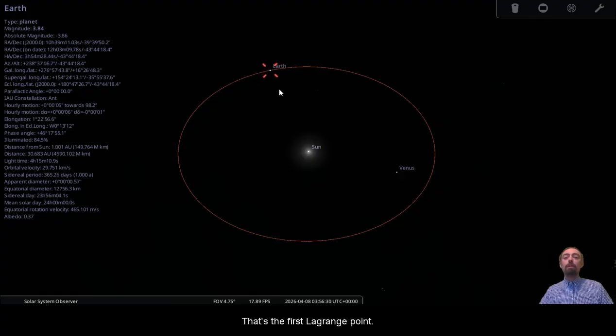Any object that is just inside the Earth's orbit will orbit the Sun with the Earth. That's the first Lagrange point. The second Lagrange point is just out on the other side.